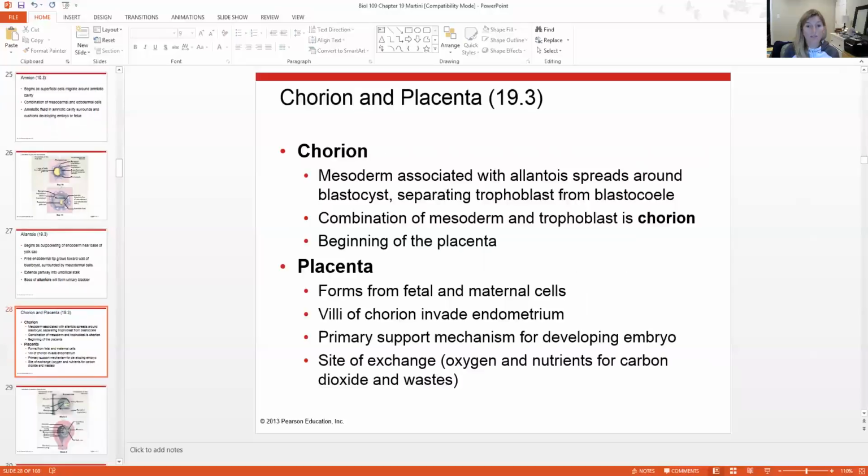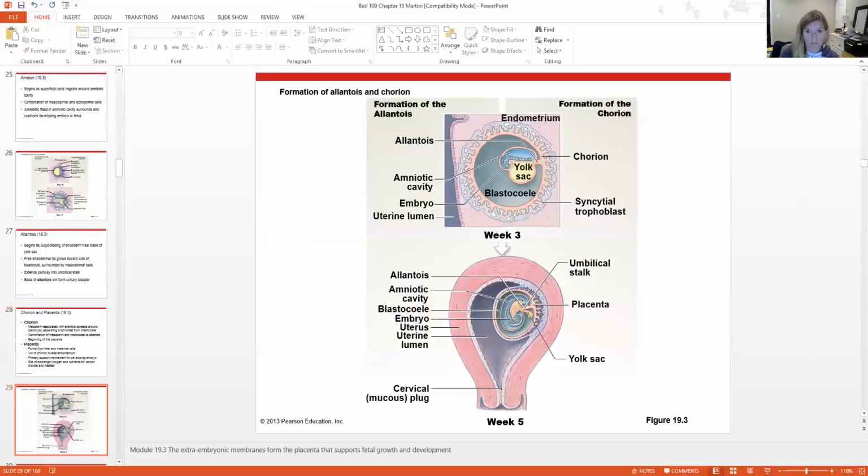The chorion is where the mesoderm associated with the allantois spreads. It's a combination of the mesoderm and trophoblast, and it's the beginning of the placenta. The placenta forms from fetal and maternal blood cells. The villi of the chorion invade the endometrium. It's the primary mechanism for support of the developing embryo, and it's the site of exchange of oxygen, nutrients, carbon dioxide, and waste.